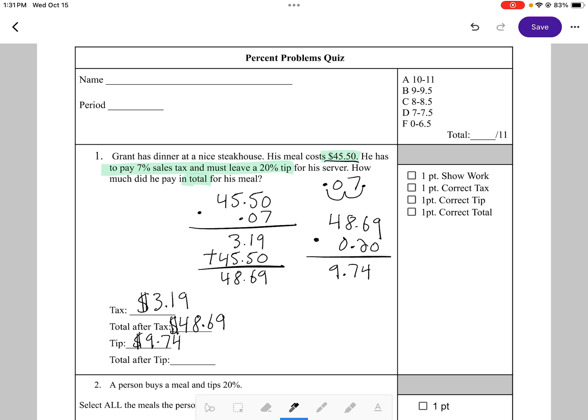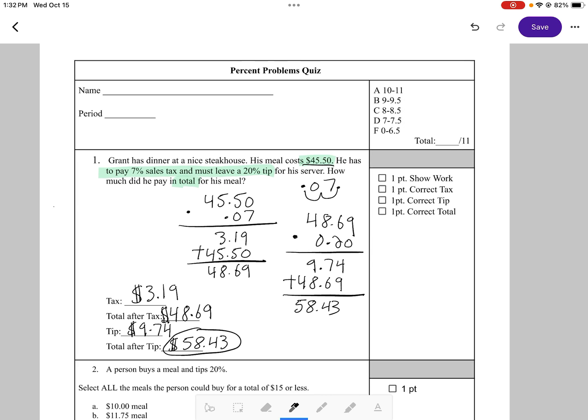Then I need to take that 9.74 and I need to add it to my total, which was $48.69 to get my total for the entire meal. So 9.74 plus 48.69, and that gives me $58.43 as my total for the meal. It's not cheap to eat out.